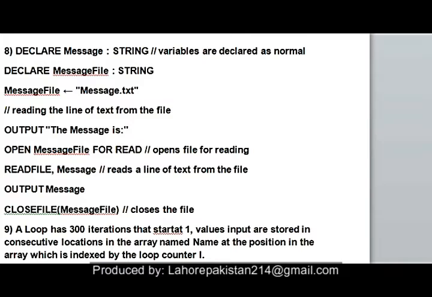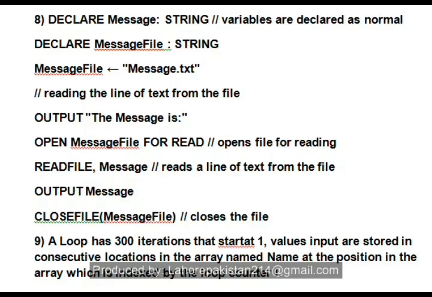This is our pseudocode. Let's see. We have declared a variable named message. This message will be copied to the message file. Now we are moving this text to the message file. This message file will be opened for the purpose of reading. This read file will read that message, and that message will be shown on the screen. The message will be shown on the screen in the form of output, and this message file will be closed later on.